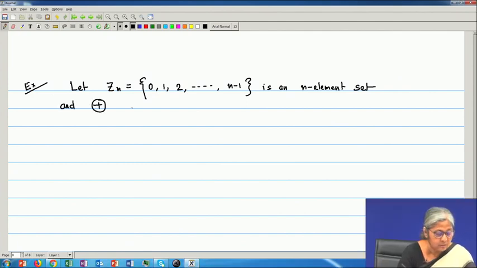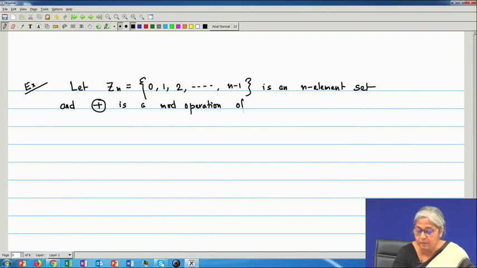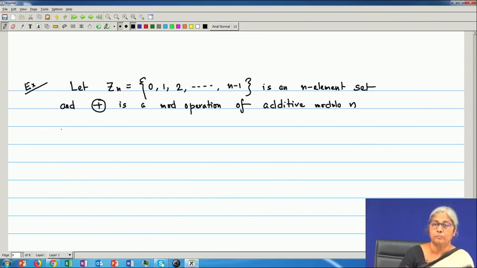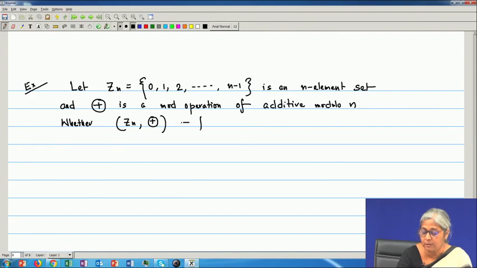And we denote this operation as a modulo operation, additive modulo n, and then we will check whether Z_n with the modulo operation forms a group or not.